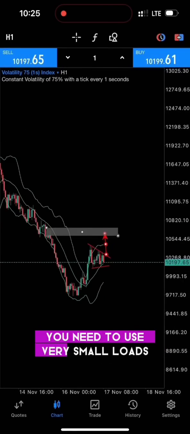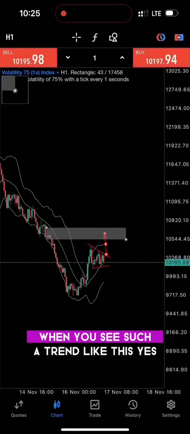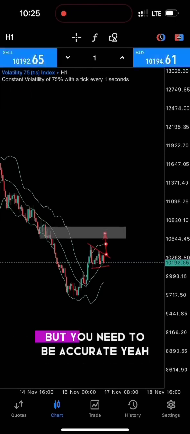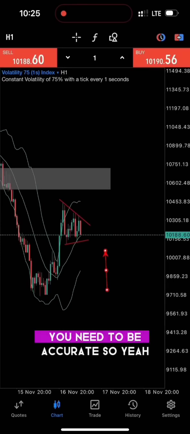It usually does that. So you need to be very careful. You need to use very small lots when you see such a trade like this. Yes, you'll be accurate because it will go up at the end, but you need to be accurate here. You need to be accurate.